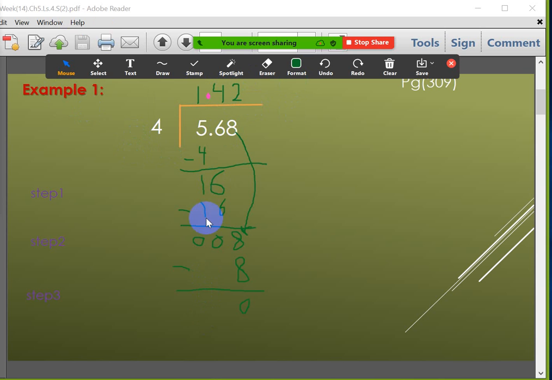Did you finish, girls, this example, to move to the example on page 310? Did you finish, please? If you finish, type 1. Okay, now let's move to the example on page 310.